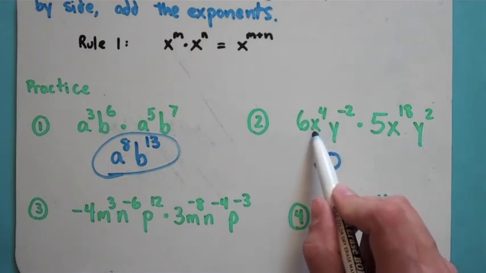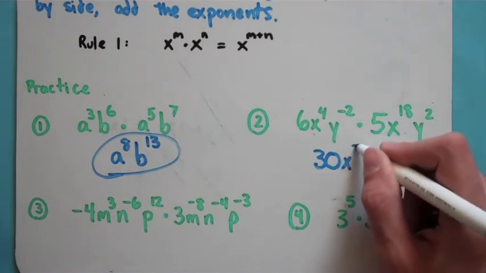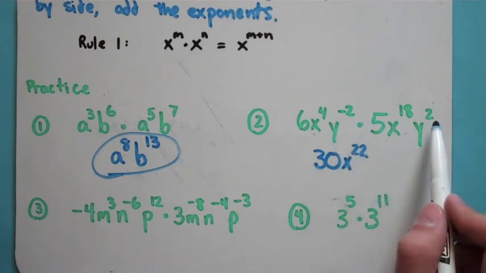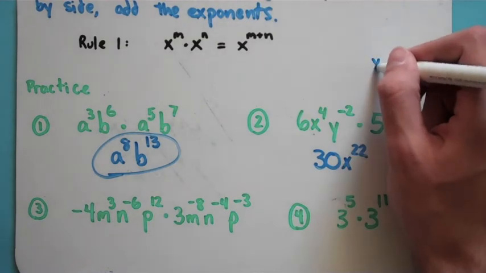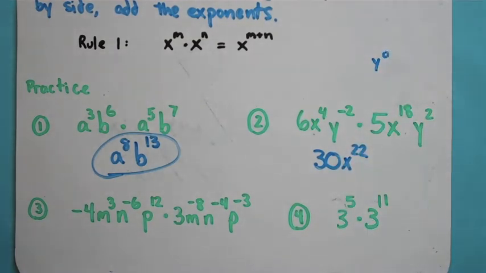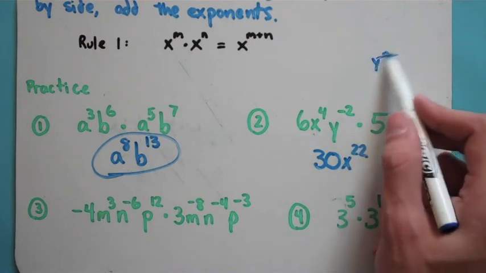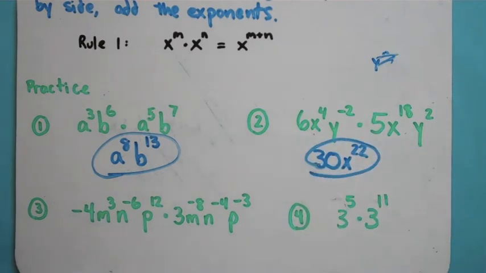But my exponents here, I have 4 x's, 18 more x's. Altogether, I have 22 x's being multiplied. And I have negative 2 plus 2 for the y's. That gets me a y to the 0. But if you remember, y to the 0 is equal to 1. So I don't even really have to write that if I don't want to. I could, but this is a good final answer as is. 30x to the 22nd. 30 times x to the 22nd.